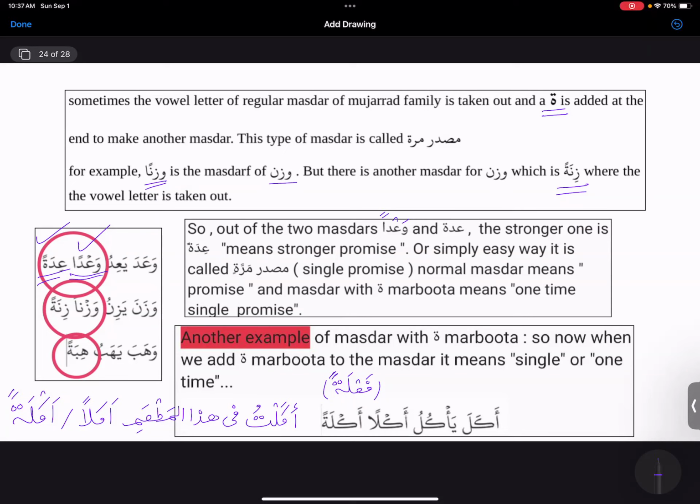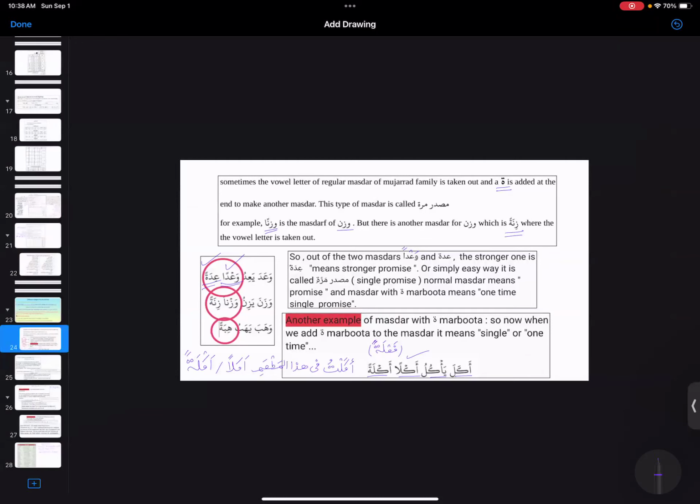So another example, when we say akala yakulu aklan and aklatan. So now aklan means a meal, and aklatan would be a one-time meal. For example, if I say akaltu, I ate, fi hazihil matami. What is matam? Restaurant. Yeah. Restaurant, right? I ate in this restaurant. If I say aklan, meaning I just ate in this restaurant, I'm not mentioning how many times. Right? But when I say aklatan, now it is referring that I ate in this restaurant only once. So that's the difference between aklan and aklatan. So we will see that in Quran Pak, some places it is used.